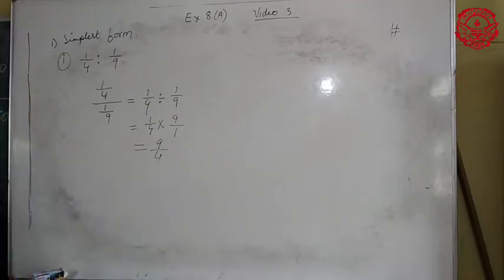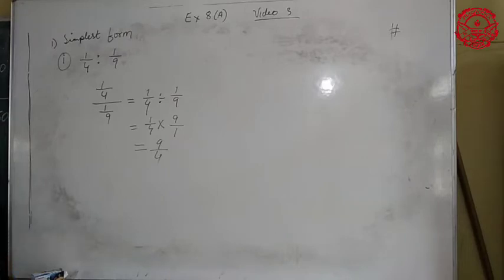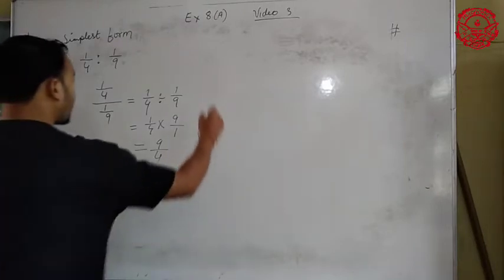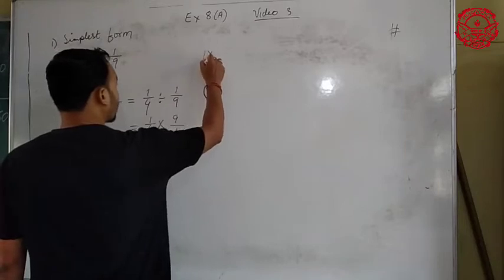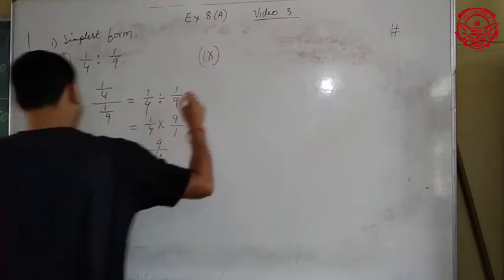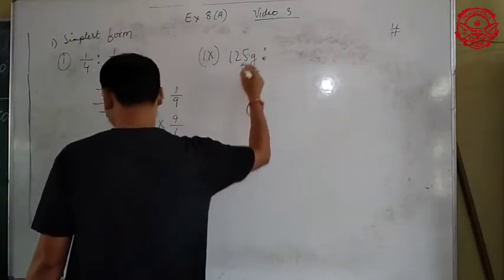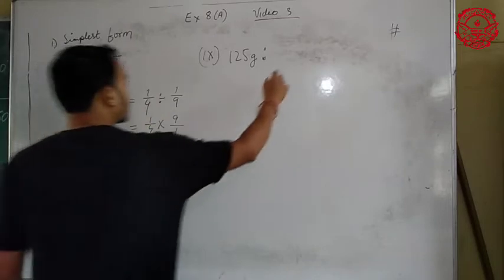Moving on to the next question. Maximum questions are similar, so I am not doing all the questions. I will choose the most difficult ones. Now, come to question number 9. In question number 9, we have a different kind of question: 125 gram is to 1 kg.